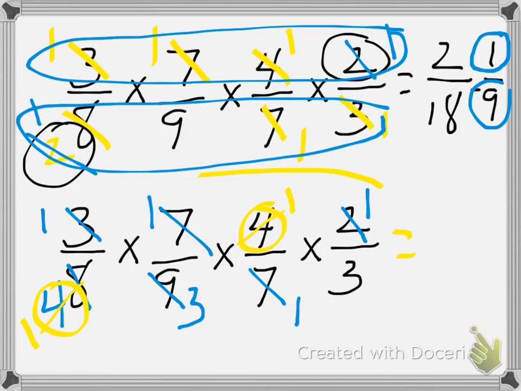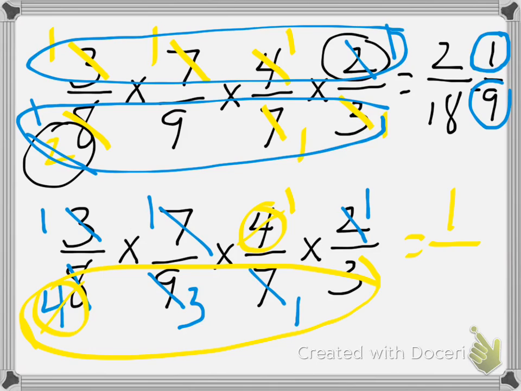Now we can see 1 times 1 times 1 times 1 is going to equal 1, and 1 times 3 times 1 times 3 is going to equal 9. So either way, we're going to get the correct answer.